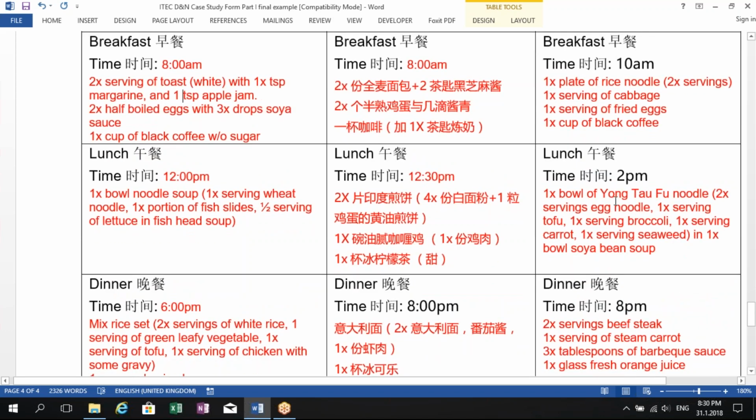Okay. If you want to say Yong Tau Fu, can. But you need to bracket and tell us the content. Okay. If you want to use a local word, can. Because you want to know what you yourself are talking about. But you need to bracket and tell us what the content is, the description of it.